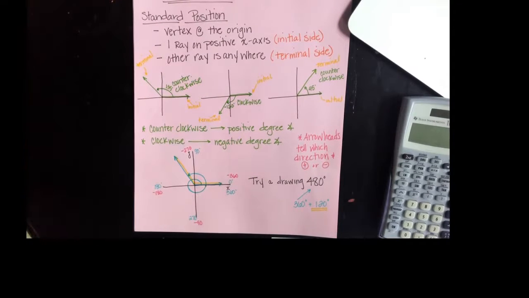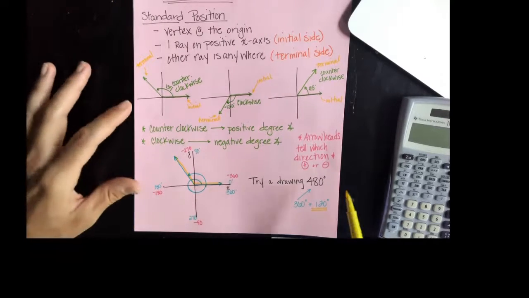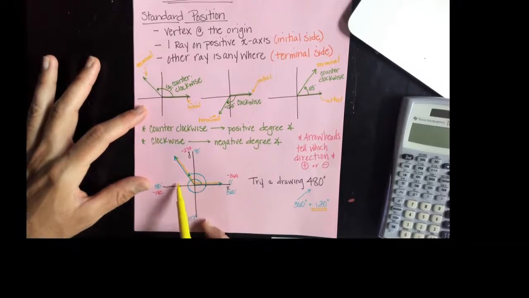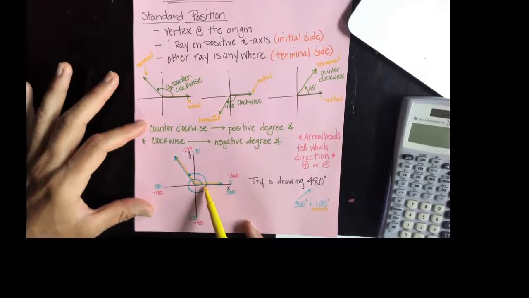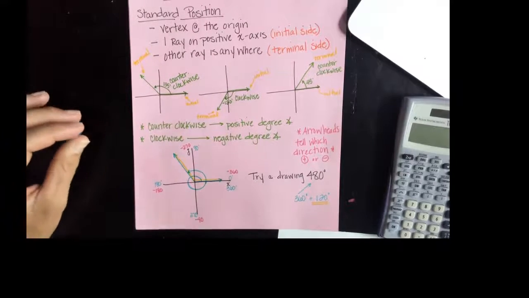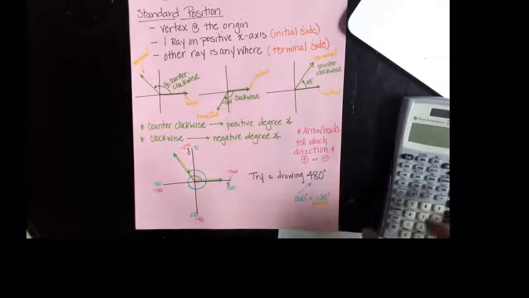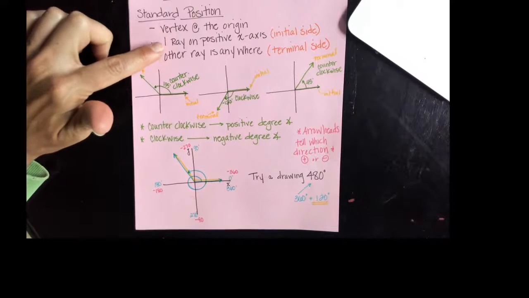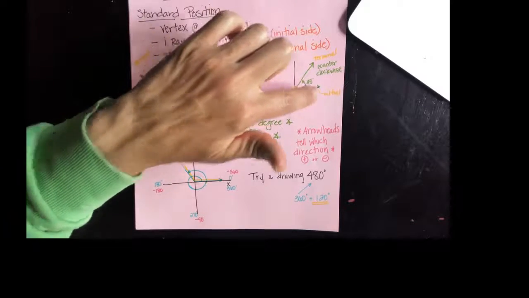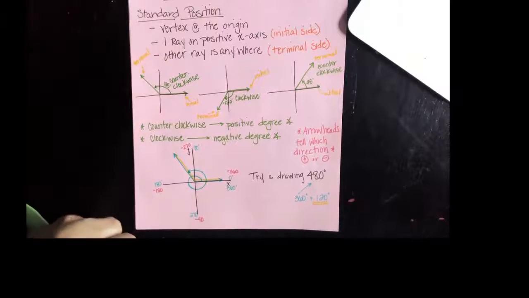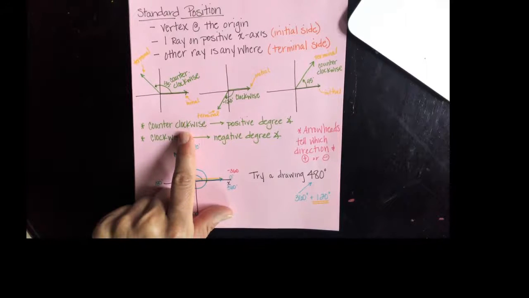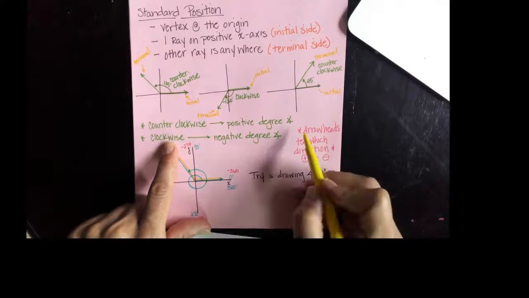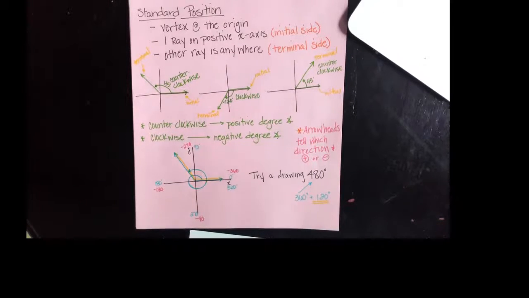I can do this with 530 degrees. I can do this with 750 degrees. Again, however many 360-degree rotations, I would continue to spiral to show that I've crossed that x-axis another time, and the spiral would just keep extending for however many 360-degree measurements I have. So, again, standard position starts with the vertex at the origin. We have our initial side, which is always on our positive x-axis. Our terminal side is anywhere else. Counterclockwise is always positive. Clockwise is always negative. And the arrowheads will always tell us which direction, positive or negative, we're going.